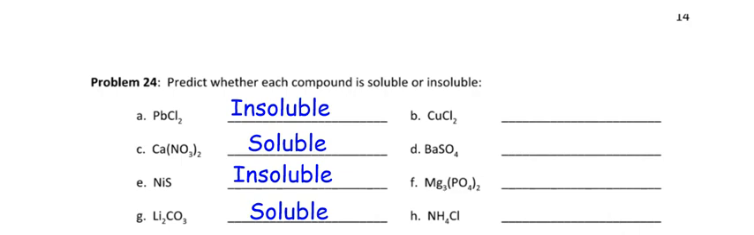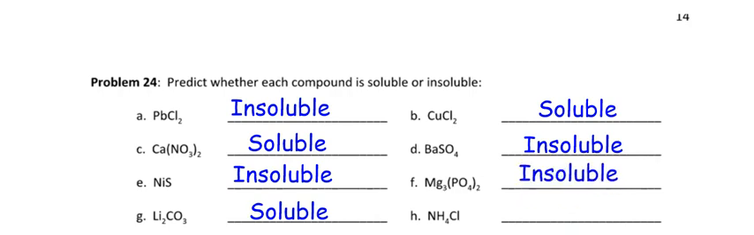What about copper chloride? Is that one of the no-nos for chloride? It is not, so it is soluble. Barium sulfate. Most sulfates are soluble with a few exceptions, and guess what? Barium is one of those. All right, what about magnesium phosphate? All right, where do you find magnesium? Magnesium is a group 2. So is magnesium phosphate soluble or insoluble? It is insoluble. And then finally, ammonium is paired with anything, and it is soluble.